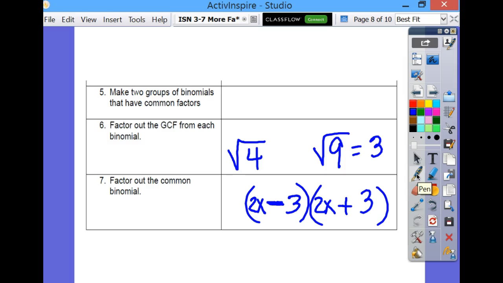But there's one thing I'm missing. What am I missing? What was the GCF? It does not get thrown away. The GCF is out here in front of the problem. And so these are a couple of shortcuts that can make your life hopefully a little easier as you're trying to factor these trinomials.